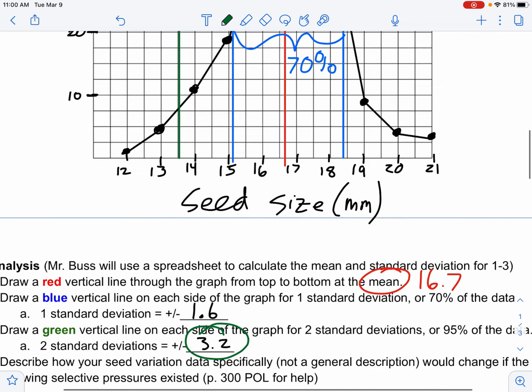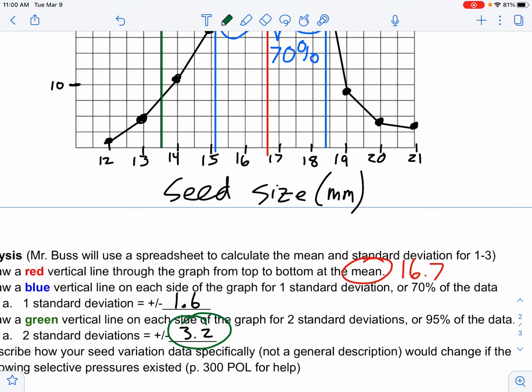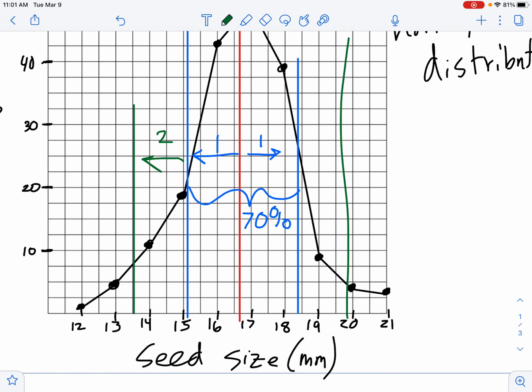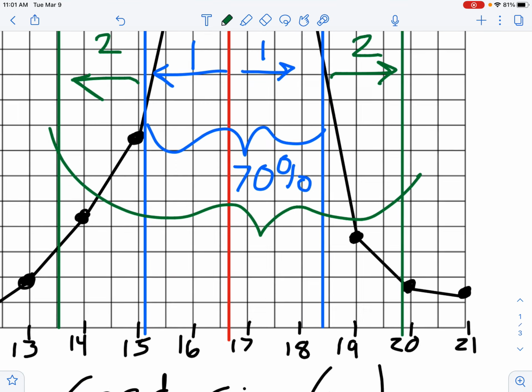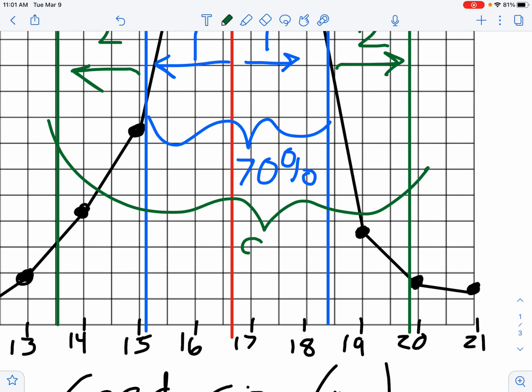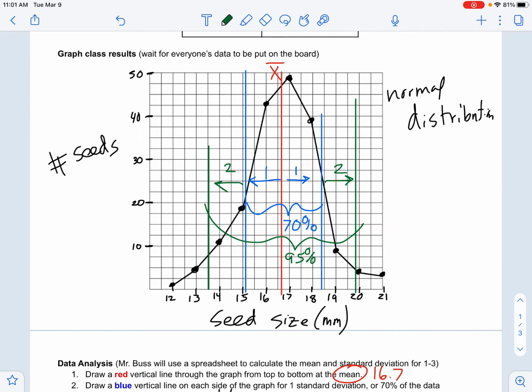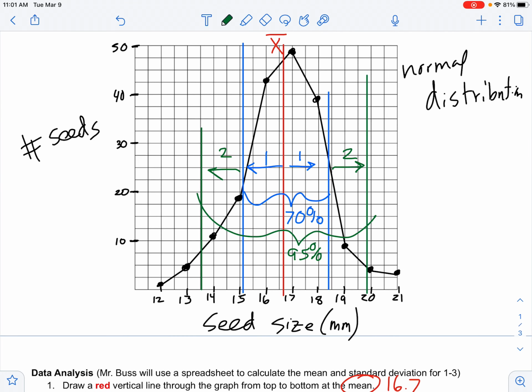And I'll do another one. I'll take 16.7 plus 3.2, 19.9. Okay, roughly there. So the 2 standard deviations represents the space between the green lines there, which represents 95% of the data. And we could go to a 3rd standard deviation, which would represent 99% of the data, and so on. So that's just saying that 99% of the seeds that you measure will be between 13.5 and 19.9.